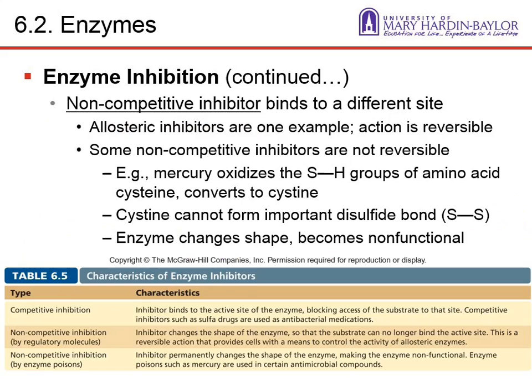So there's also a process called non-competitive inhibition. And this one is kind of like those allosteric, but allosteric is a natural process. It's something that happens in the cell.